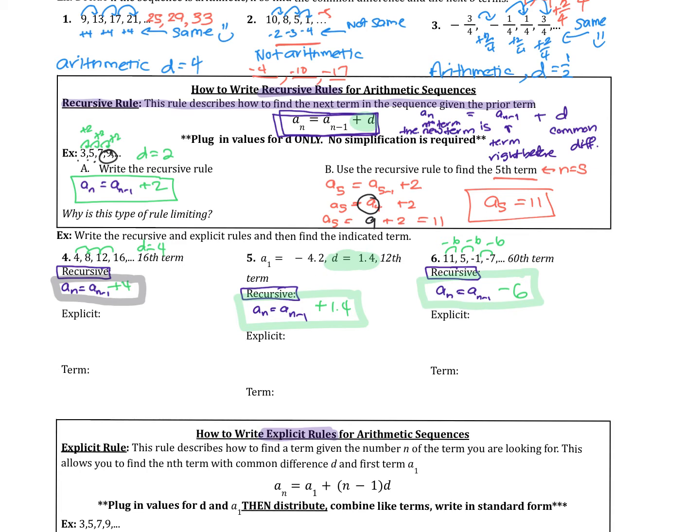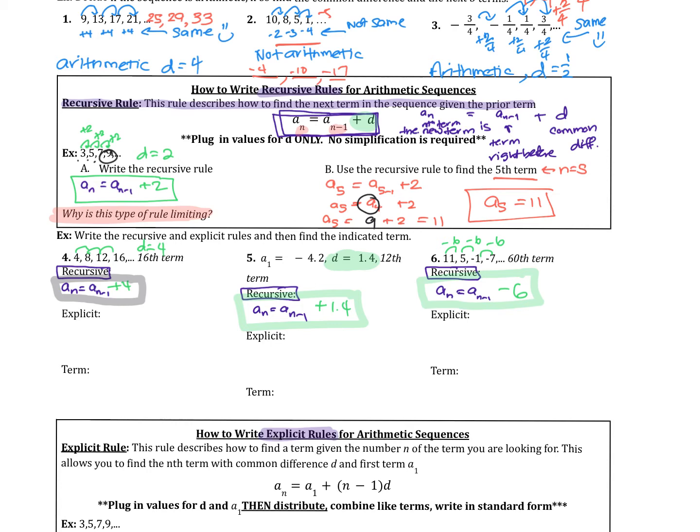Now something I want you to notice: if we looked at any of these patterns and I asked you to find the 50th term, based on the recursive rule, you would need the term right before that, which would be the 49th term. And that is a little bit limiting, because we have to know the term that comes before the term that we want.